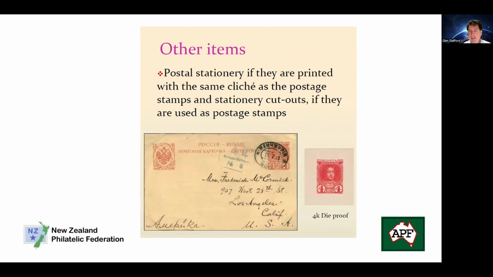Postal stationery, if it has the same indicia or the same piece as the postage stamps, or stationery cutouts, if they're used as postage stamps, can be exhibited in a trad display. You can see there a 4K die proof. The die proof that's used on that postal stationery is exactly the same. So therefore, that stationery item can be used to tell the complete story from the die.